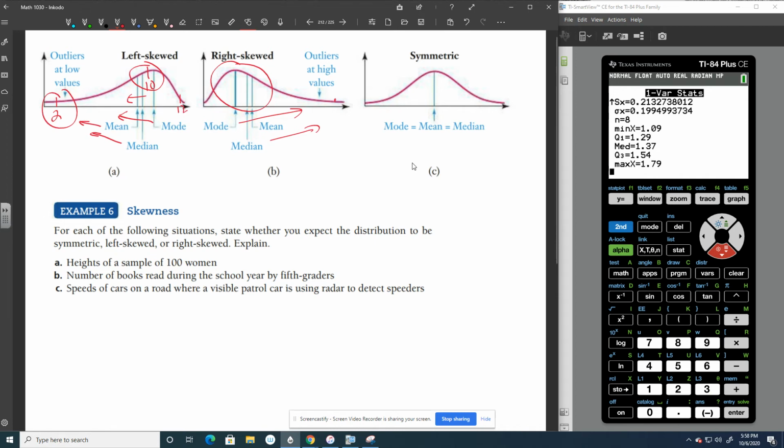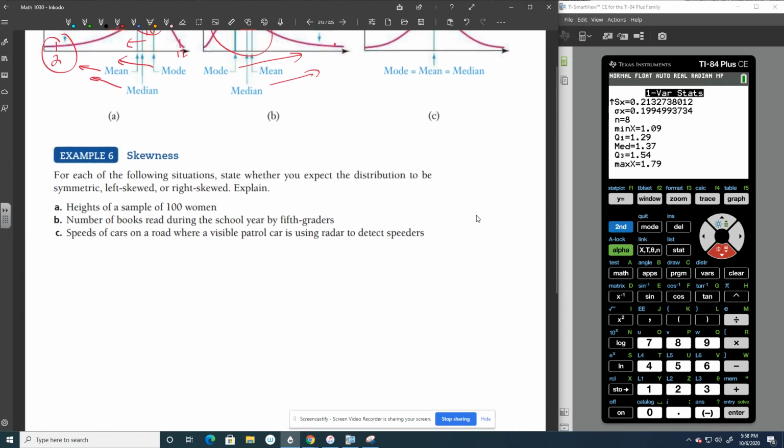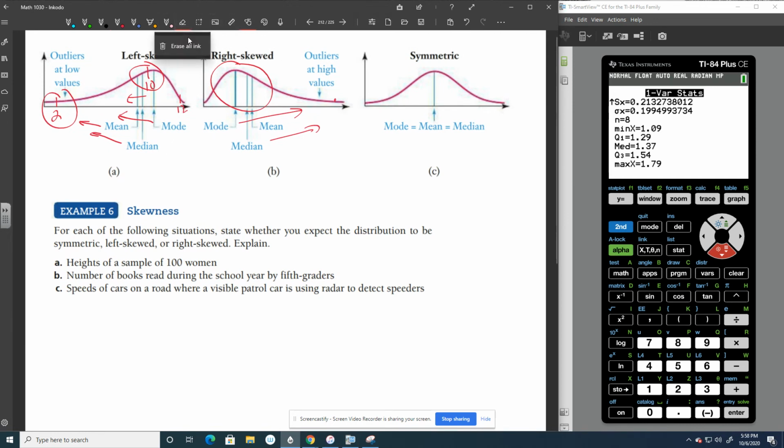Okay. So example 6, for each of the following situations, state whether you expect the distribution to be symmetric, left or right skewed. So again, we're going to be dealing with a little bit of translation and our own experiences and opinions here. But the heights of sample women. So again, if I'm looking at the height of women, do I expect there to be a whole bunch over here on the right and then a couple random short people, or a whole bunch of short and a couple random tall? Or do we expect it to be symmetric?